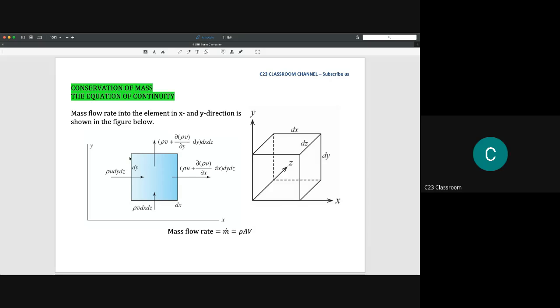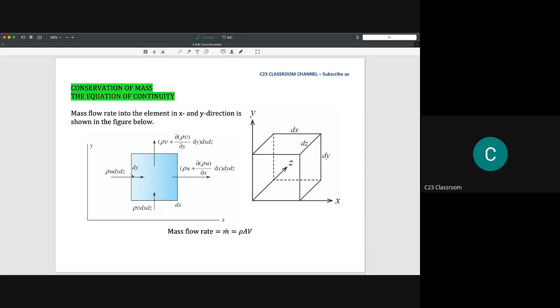So we have a square here. We have one input for the x-axis and one output for the x-axis, and another input for the y-axis and one output for the y-axis. For the inlet here, we write rho u dy dz. As you can see, the equation reflects rho A V. Rho is the density of the fluid, and dy dz is the cross-sectional area A.